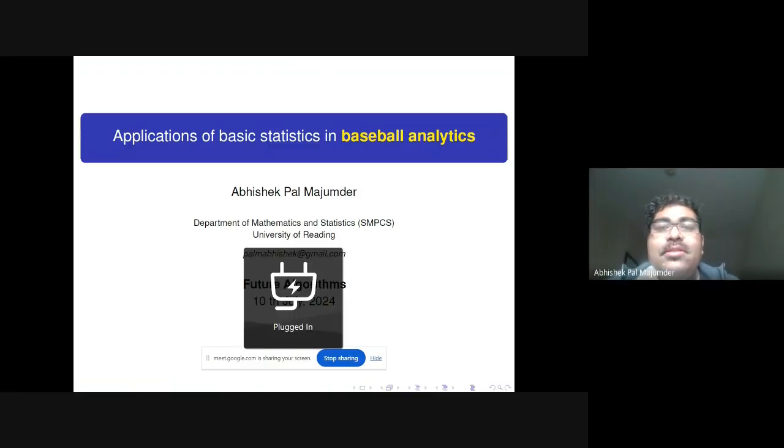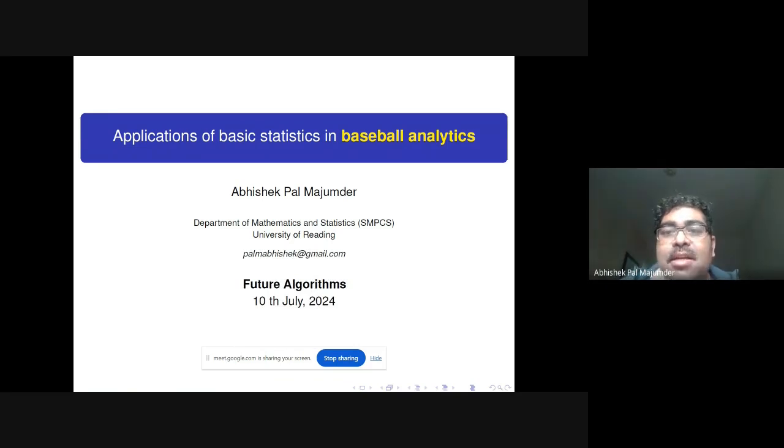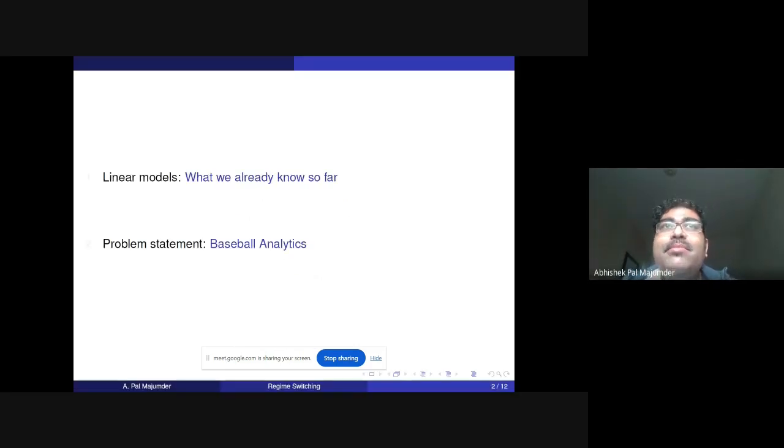So we'll talk about applications of some basic statistics in baseball analytics. Sabermetrics is basically how statistical data analysis is used in various types of settings for measuring certain metrics in a baseball game and things like that. So we'll start with very basic stuff. We'll start with linear regression, and then we'll go to the actual problem, and then if time permits, we'll show some R hands-on stuff.